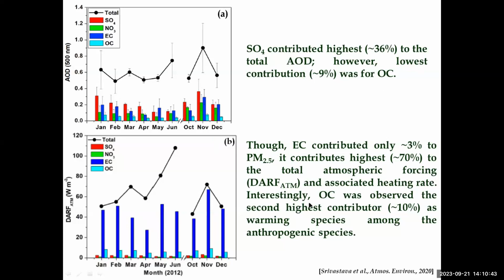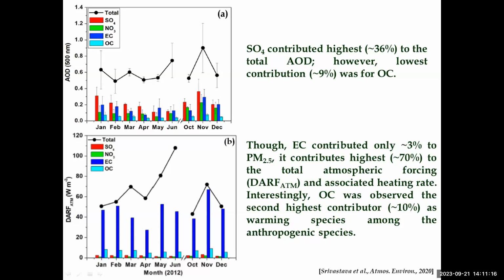Interestingly, OC, organic carbon, which was earlier known as a highly scattering type of particle like sulfate, we have observed to be the second highest contributor, about 10%, as a warming species among the anthropogenic sources. Some studies have already shown that, based upon the chemical composition of this organic carbon, some part of organic carbon has an absorbing nature, which is called brown carbon. So this is also one of the unique investigations.